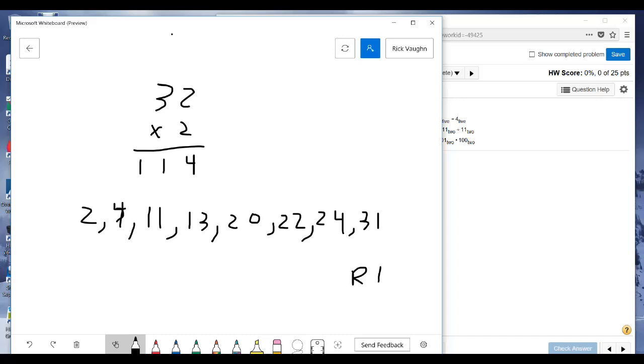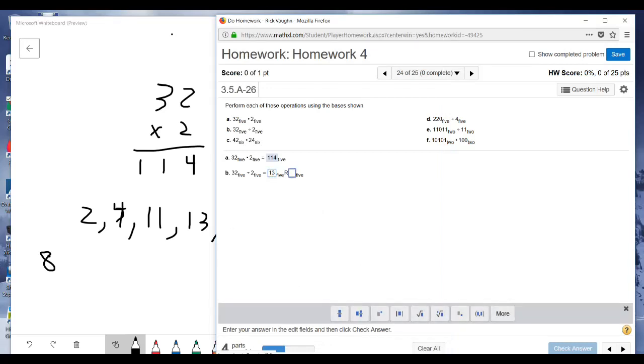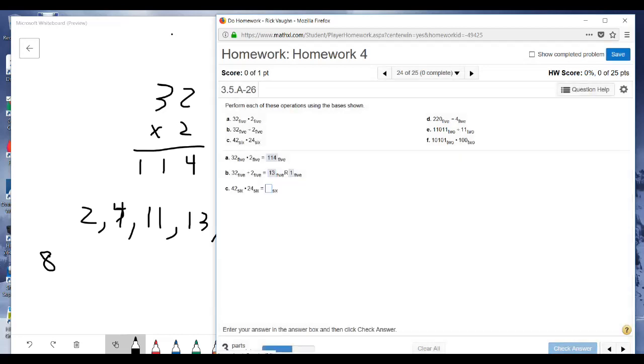And now I need to just count these up. 1, 2, 3, 4, 5, 6, 7, 8 multiples of 2. All right, so this is 8 in base 10, but now I need to write that in base 5. So that's one grouping of 5 with 3 left over. So I'm going to have 1, 3 in base 5. That's 13, or 8 groupings of 5, remainder 1. All right, and all the rest of these work the same way. You just need to be super careful with your base system.